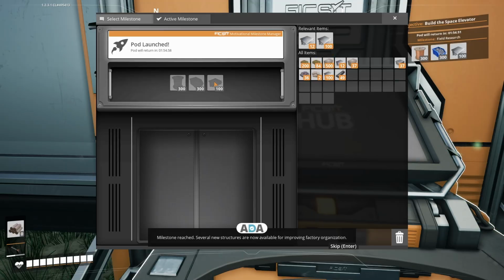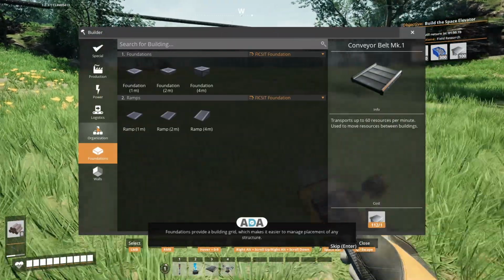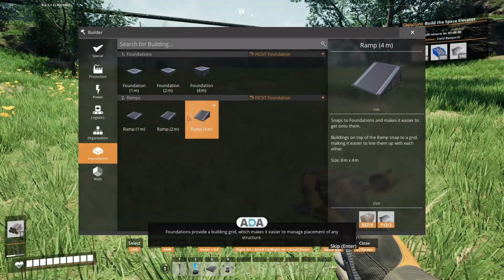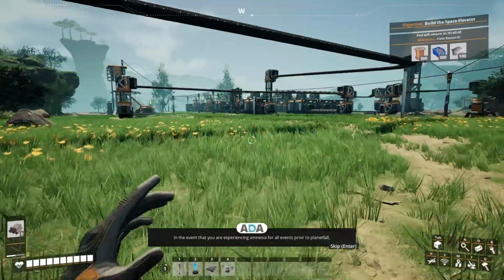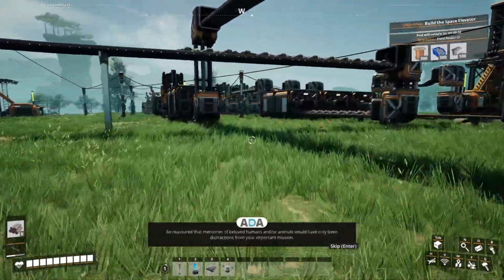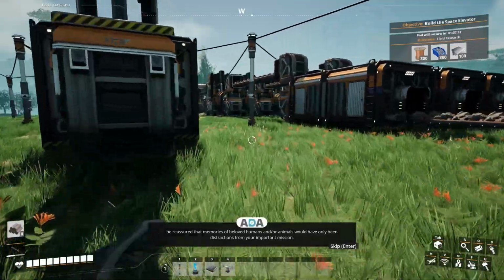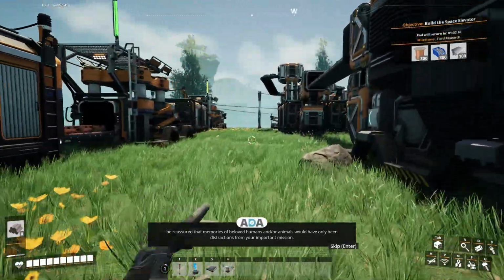Milestone reached. Several new structures are now available for improving factory organization. Foundations provide a building grid, which makes it easier to manage placement of any structure. In the event that you are experiencing amnesia for all events prior to planetfall, be reassured that memories of beloved humans and/or animals would have only been distractions from your important mission.